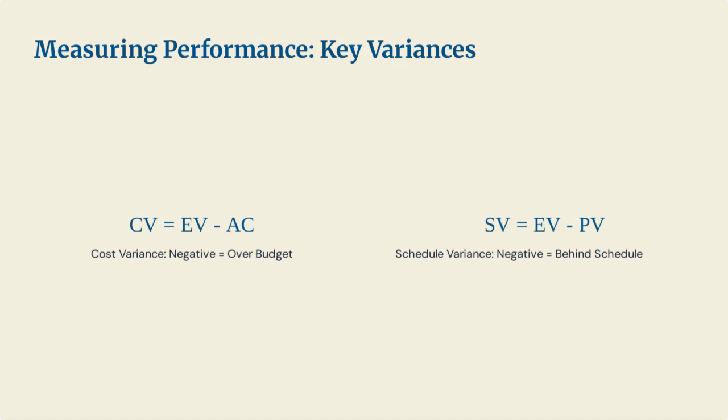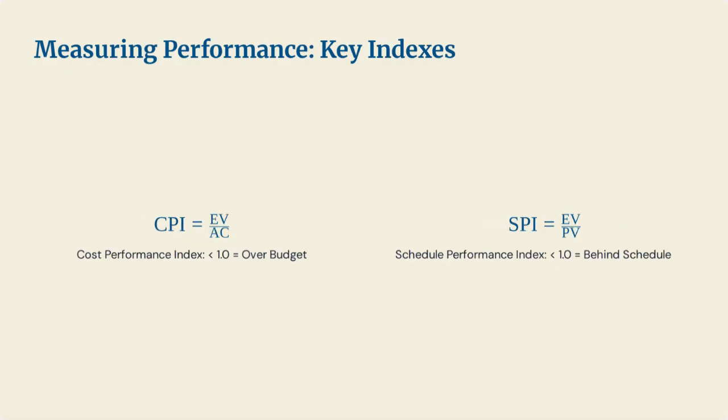It means the project is behind schedule. Variances are good, but indexes are often even better because they provide a ratio, a measure of efficiency. Cost Performance Index, or CPI, is EV divided by AC. This shows how efficiently money is being used.